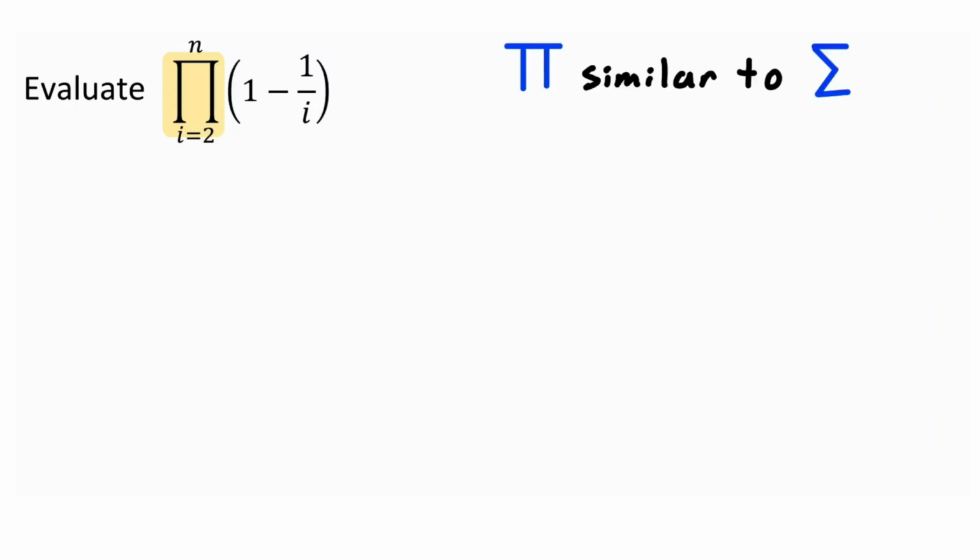It is very similar to this symbol right here, which is capital sigma. The capital sigma is for summation. The capital pi is for product. So we want to evaluate the product from i equals 2 to n of 1 minus 1 over i.